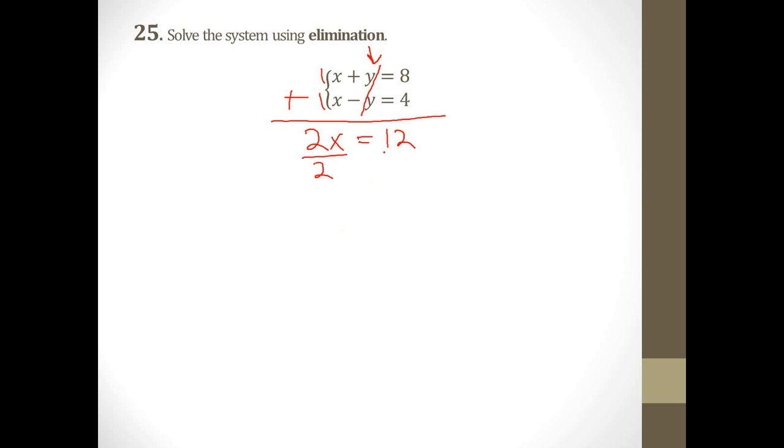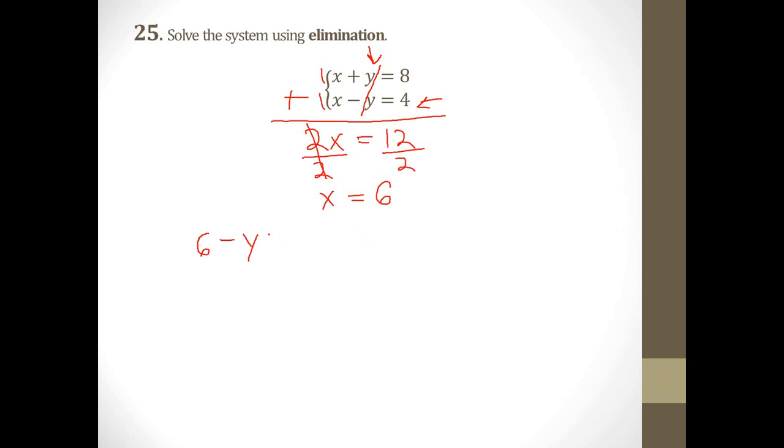Get x by itself, so divide both sides by 2, and then x equals 6. So we found the x value. Let's go back, pick either one of them. I'm going to pick this one with the smaller numbers and plug in my x value.